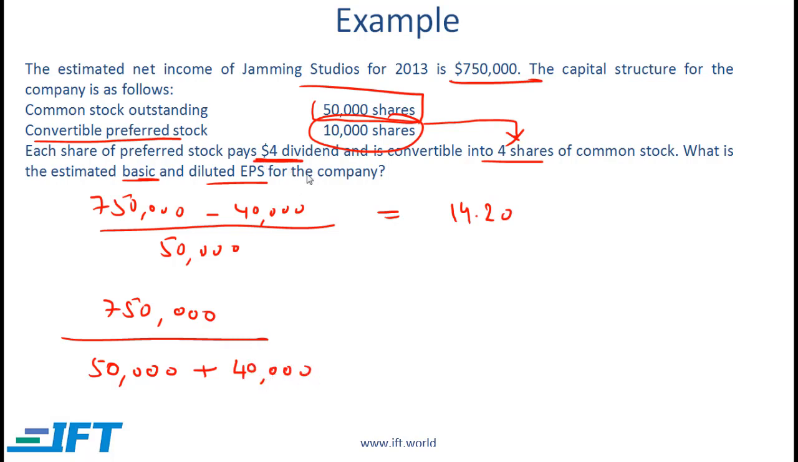It is simply a coincidence that the dividend and the number of shares that we convert into is the same. 10,000 into 4 gives us 40,000. When you solve, you should get 8.33. So this is the diluted EPS. Notice that it is much lower than the basic EPS. So substantial dilution takes place assuming the preferred stock is converted into common stock.